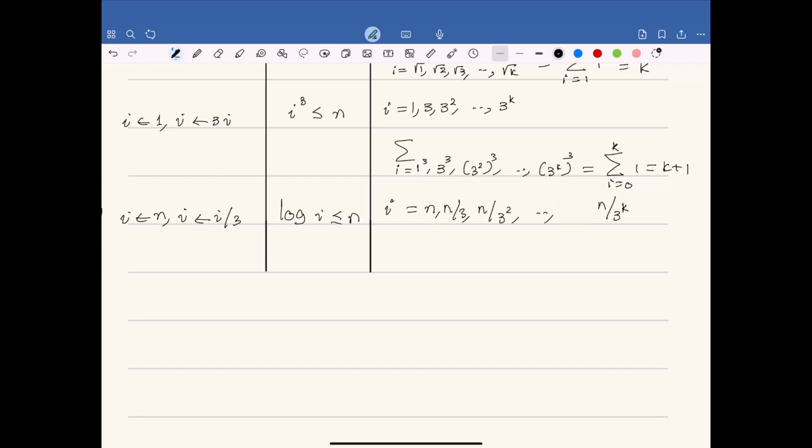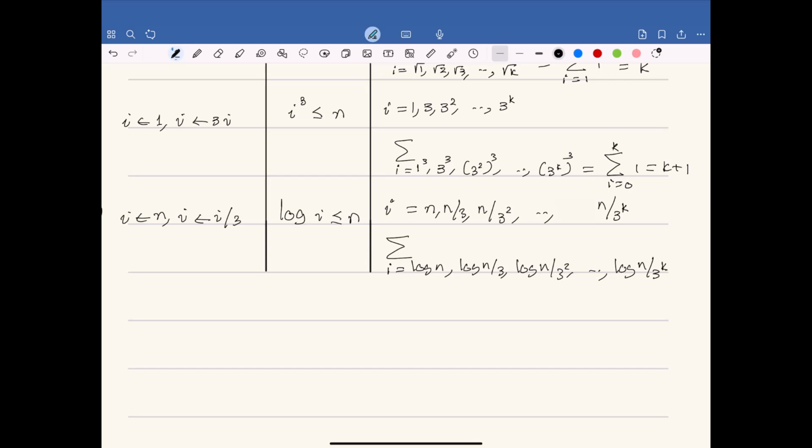So what will be the summation for this loop? We write summation I equal to, and we need to look at the condition for every value of I. The first value of I is n. The first value of I in the summation will be log of n. The next value of I will be log of n over 3. Next value will be log n over 3 square. The last value will be log of n over 3 raised to power k.